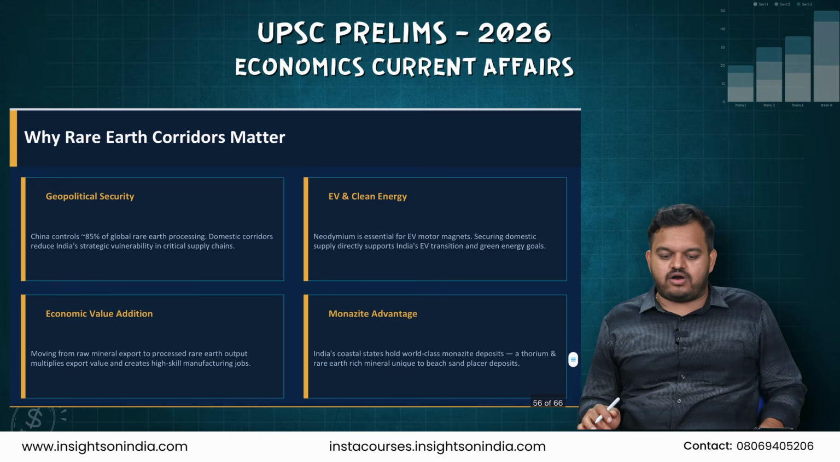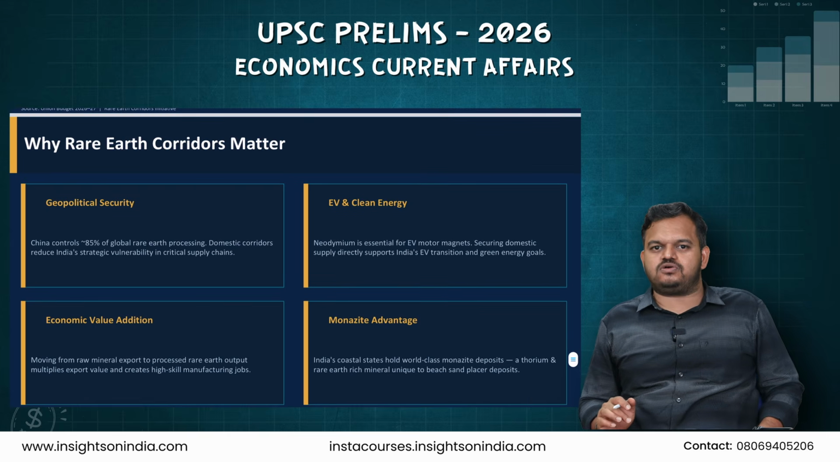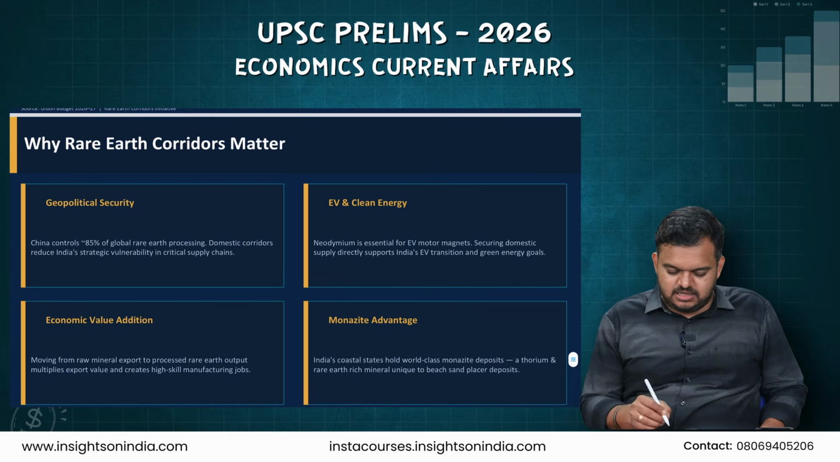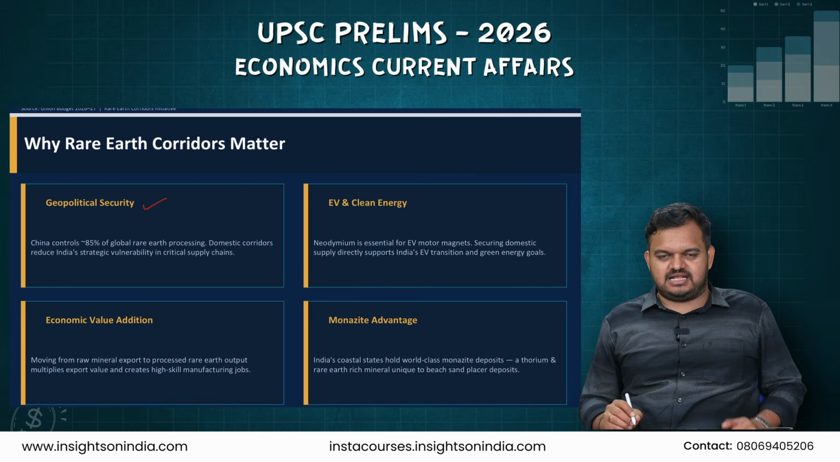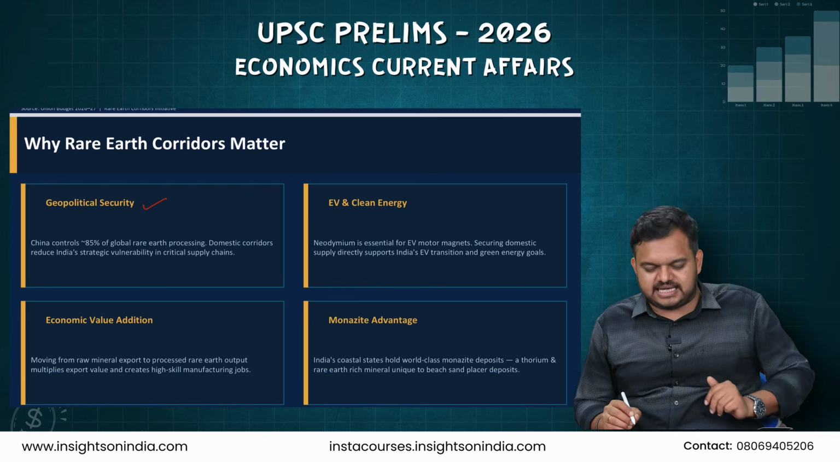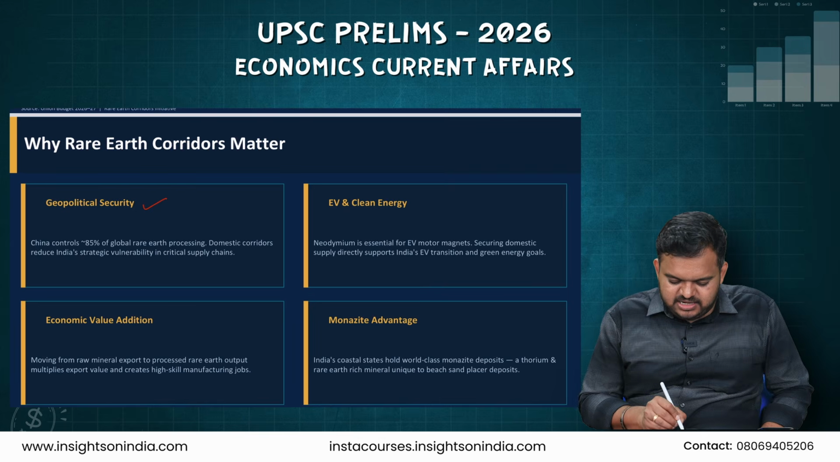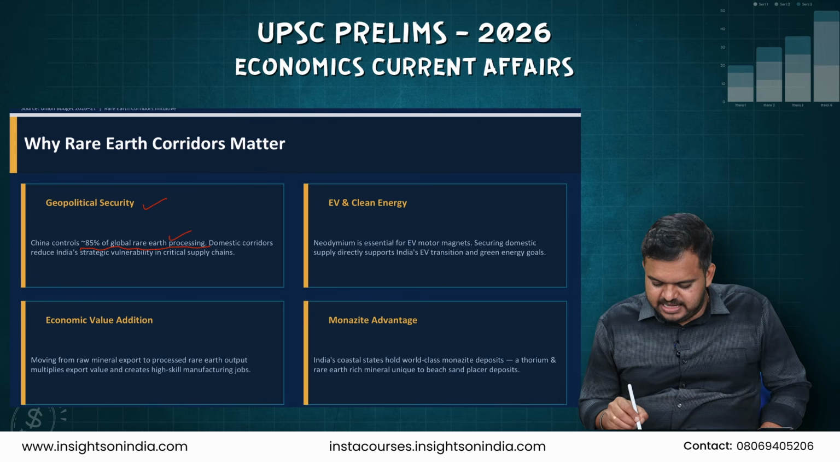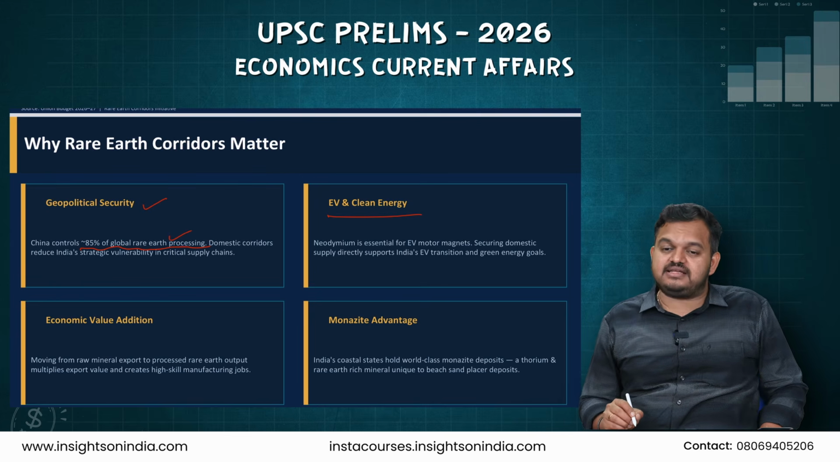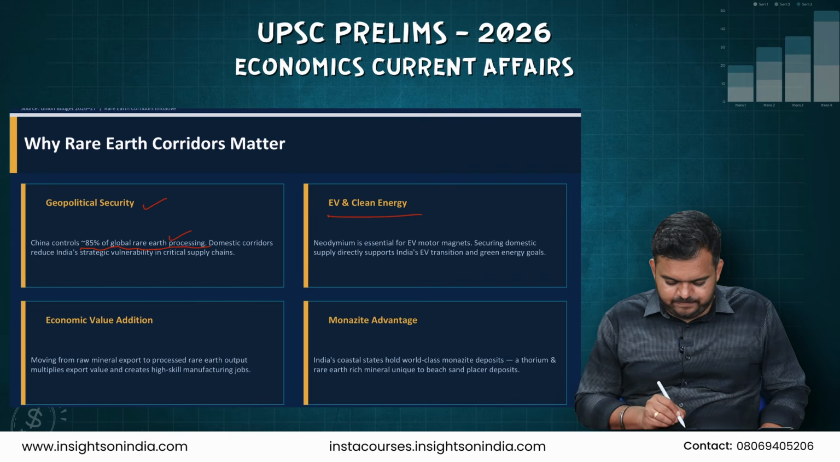Why do rare earth corridors matter? Maybe prelims also focus on the analysis part of it. Geopolitical security: we should be less dependent. The less the dependency, the more the security. China controls 85% of global rare earth processing. Right. Electric vehicles and the clean energy sector are very crucial.